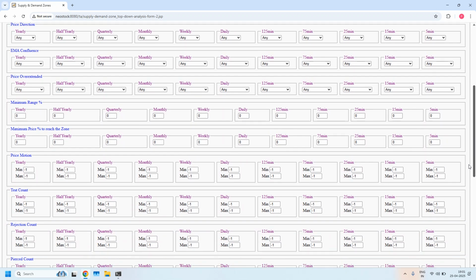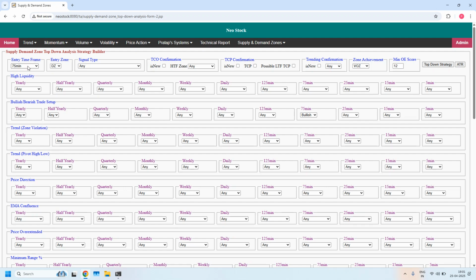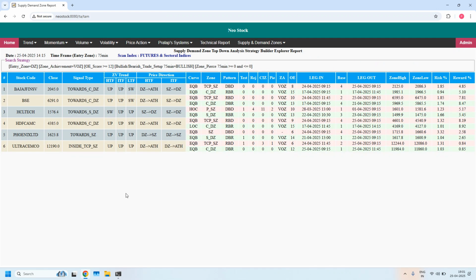So in the pierced count parameter at the 75 minutes entry time frame, selecting minimum value 0, maximum value 0. That means the pierced count should be 0. Pierced count 0 means the zone is not pierced. Which zone? The one you selected here, that is the 75 minutes demand zone. So let's filter.